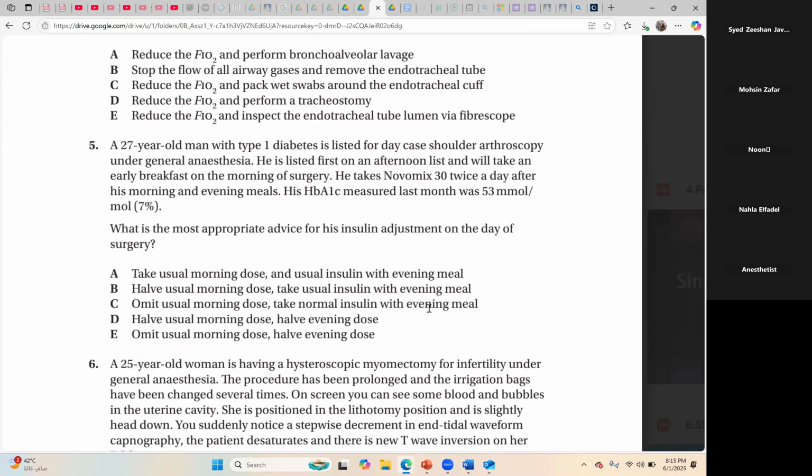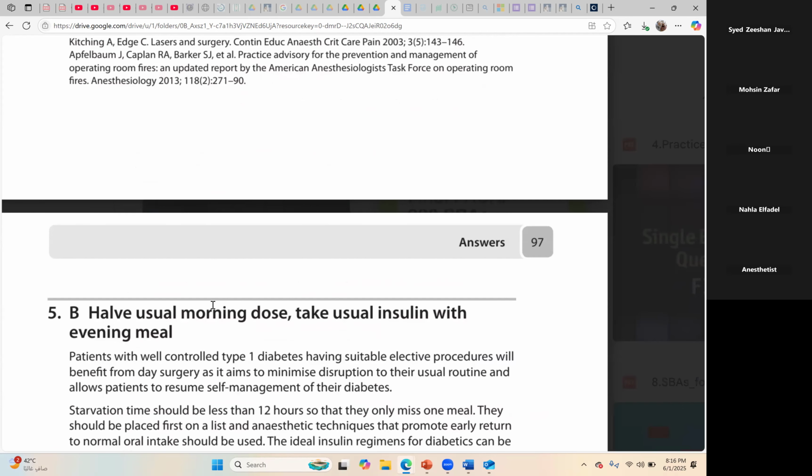Okay, so the next question was on type 1 diabetes. I think half the usual morning dose and take usual insulin with the evening meal, or omit the usual morning dose and take normal insulin with the evening meal. Because it's day surgery and the blood sugar is not very high, it will be either omit or half. The normal dose will not be given, so the usual dose is gone. Half the usual morning dose, take usual insulin with the evening meal.